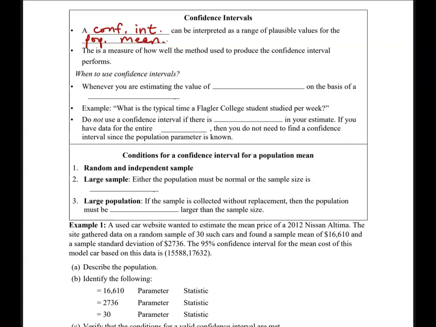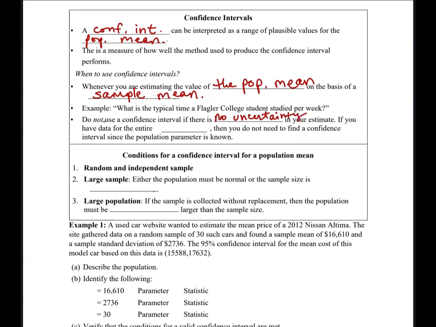When do we use confidence intervals? Whenever you are asked to estimate the value of the population mean on the basis of a sample mean. So when we pull a sample from the population and we want to make an estimate for the population mean, what is the typical time a Flagler College student studies per week, for example? So what is the mean time, typical time, average time for all Flagler College students? Do not use a confidence interval if there is no uncertainty in your measurement.